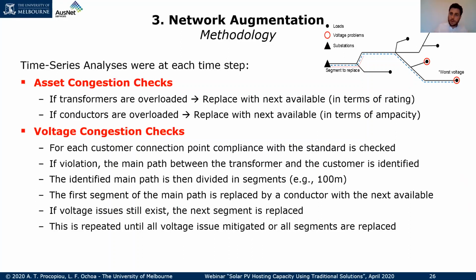Some of those might not be solved, given that we don't have an infinite amount of options in terms of conductors or transformers, so that will stop if there is no other option. However, it will continue until it solves the technical issue that is faced at that particular moment.